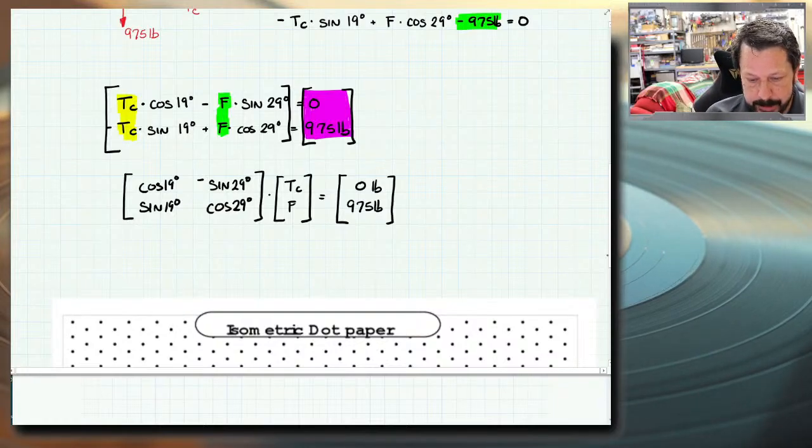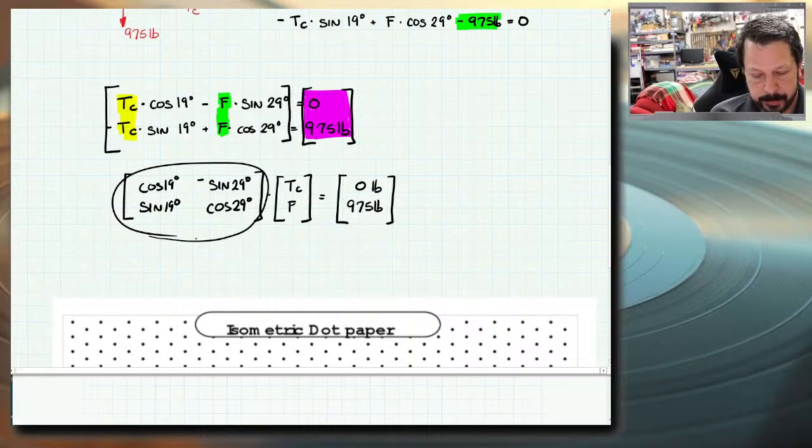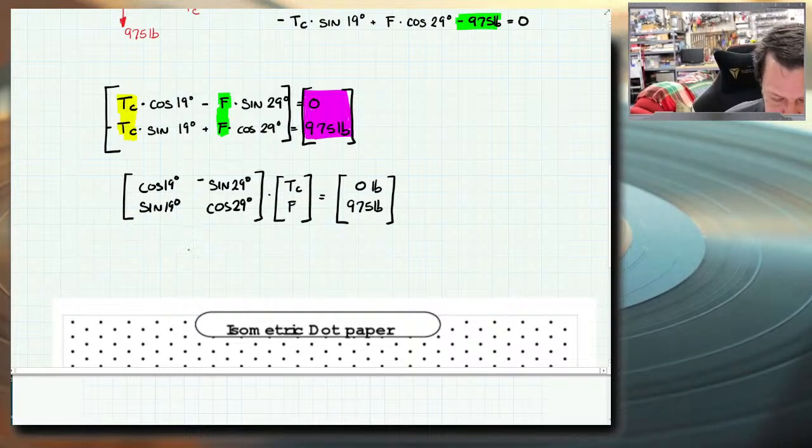Now what I can do is a little bit of matrix math here. If I divide through by this matrix, in order to divide it, I could raise it to the -1 power. And then I would have this.